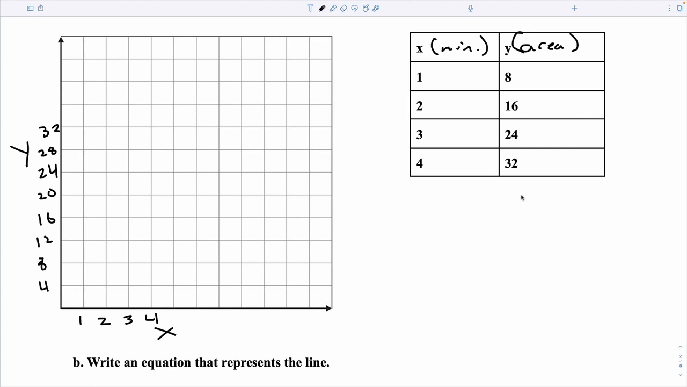And I got to 32. That's the highest number, so I can stop. Let's plot the points. Run before you jump. The point 1, 8 runs to 1 and jumps to 8. Make a point. The point 2, 16 runs to 2, jumps to 16. Run to 3, jump to 24. Run to 4, jump to 32.